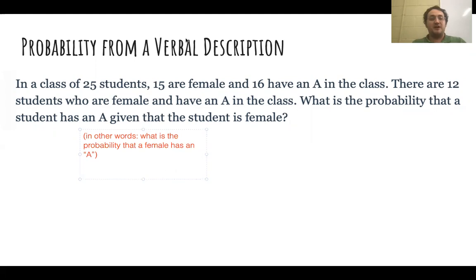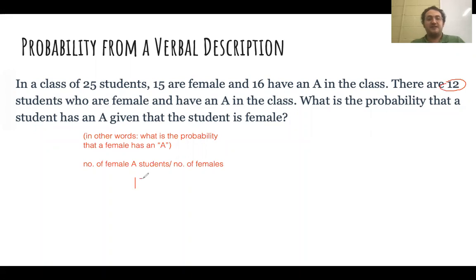So when we are setting this problem up, we are looking at the number of female A students over the number of females. It's as if the males are not as important. Fortunately, we have 12. It says that 12 students are female and have an A. So that's one piece of information. And then we have the number of females. We have 15 are female. So we do 12 over 15, and that's equal to 0.8. That means that 80% of the females have an A in the class. With this situation, you could just restrict to females and set up the fraction.